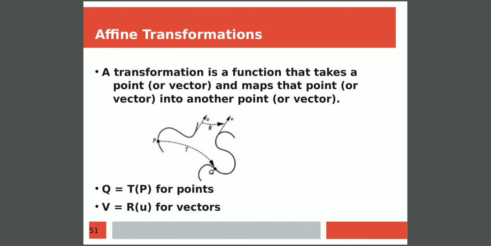Then by considering the diagram, we'll consider the initial point as P. If we apply a transformation on P, then we are going to get a new point Q. Then how can we indicate that?